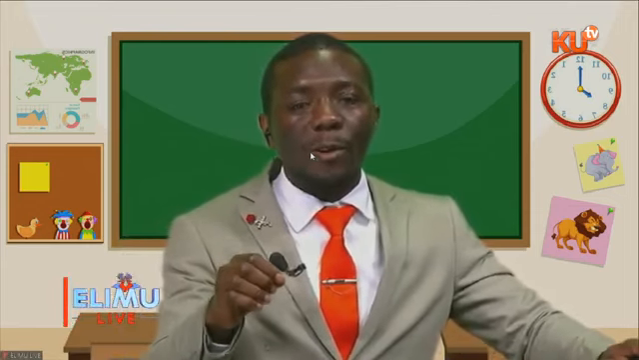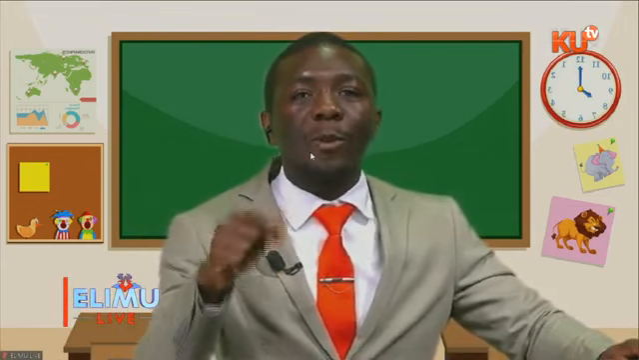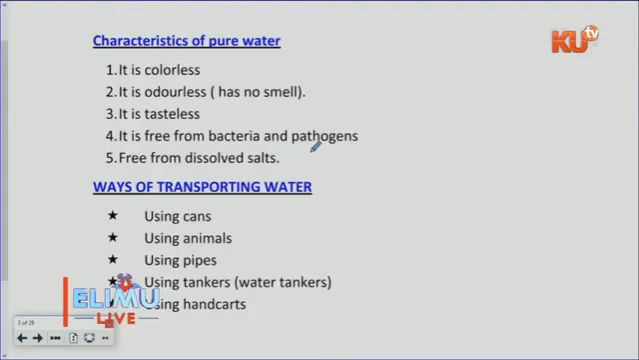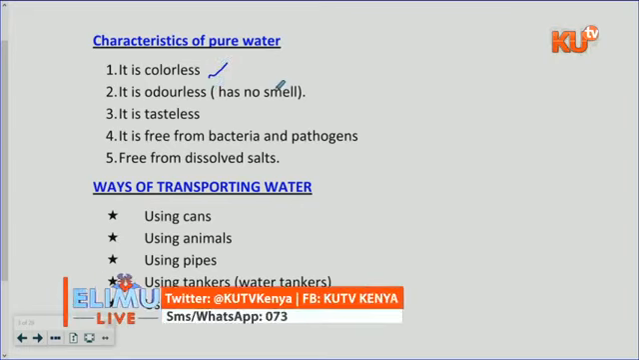Which one of the following is a characteristic of pure water? So let us look at these characteristics. The first characteristic of pure water is it is colorless. We know water has no color. The second one, it is odorless. Water has no smell. The other name for odorless is that it has no smell.